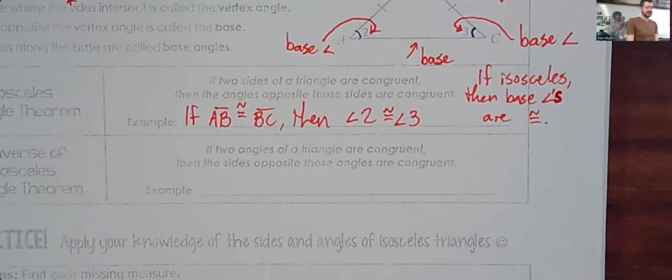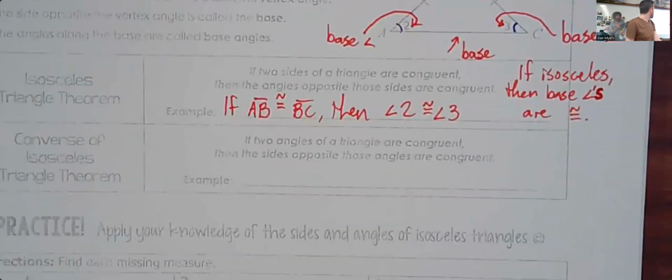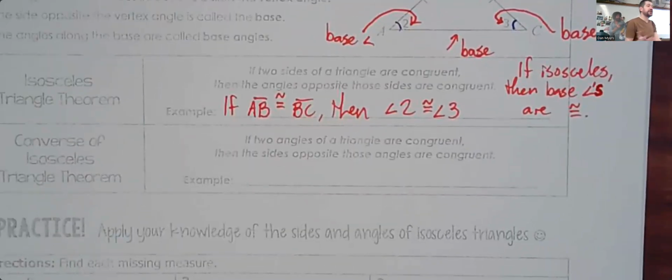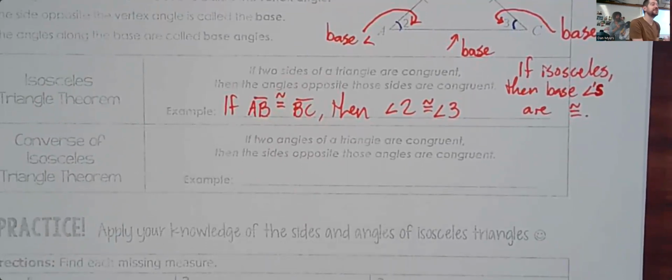So if isosceles, then base angles are congruent. Okay. The next one says exactly the opposite. Converse, if you remember from last week, means you just switch the phrasing around. So if you have two angles that are congruent, then the two sides opposite of that would also be congruent.